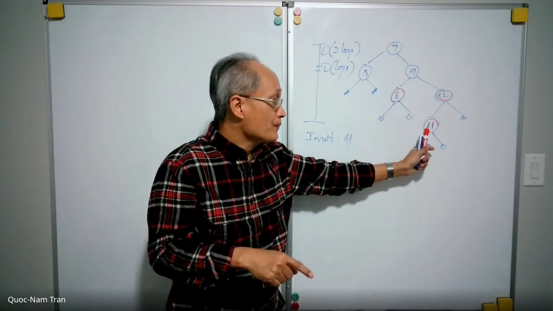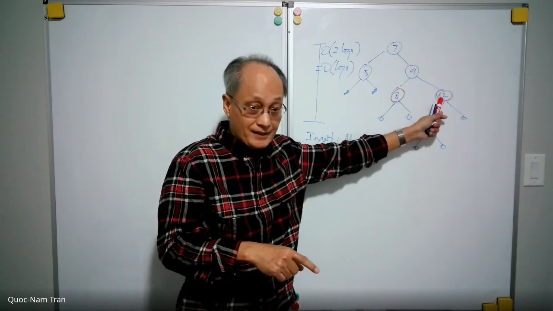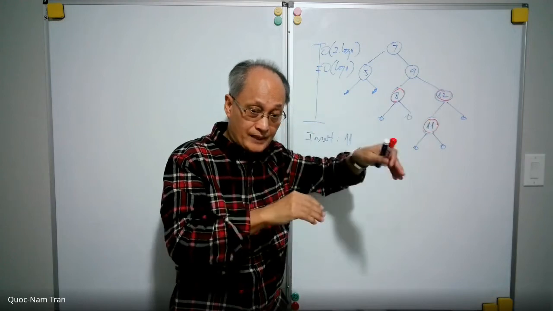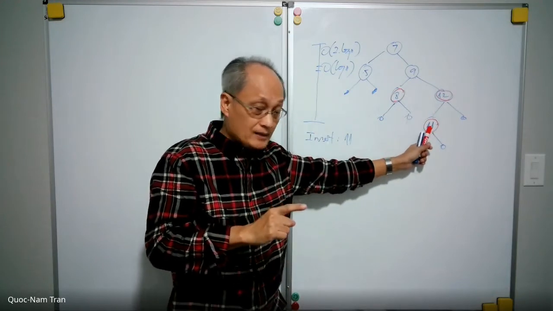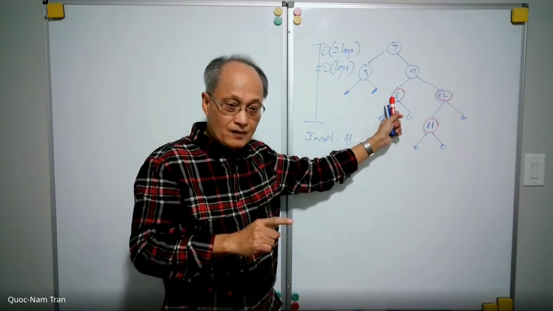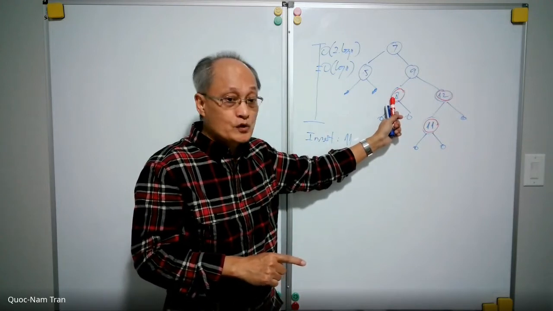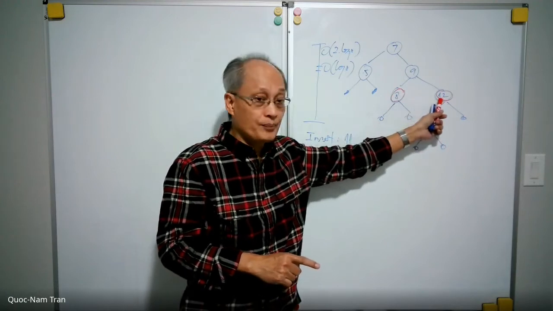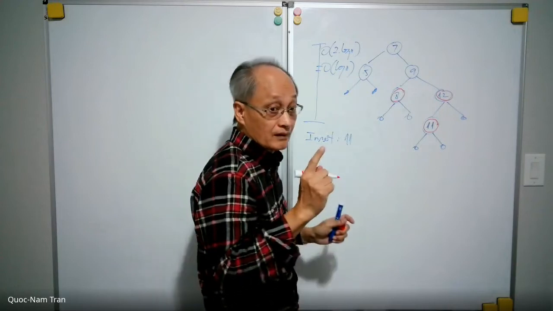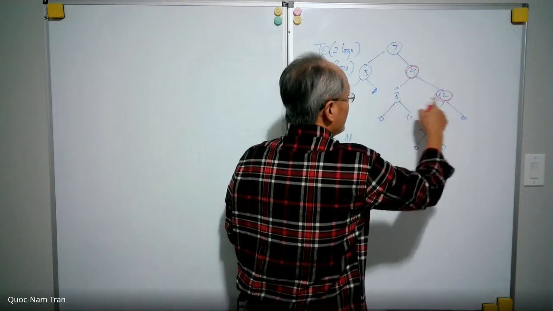So now, if we insert 11, the parent is red, and we have two red nodes in a row, we have to correct the situation. Correct that by looking at the color of the uncle. If the color of the uncle is also red, then we will color both the parent and the uncle black, and color the grandparent red. And change the color here to black.